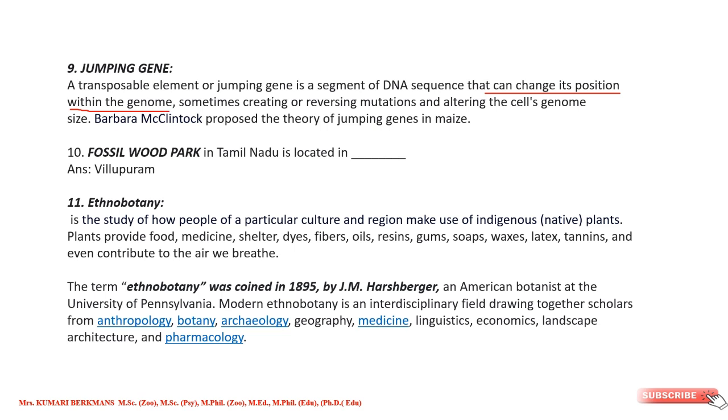Sometimes it may create or reverse a mutation and alter the cell's genome size. Who proposed this theory? It is Barbara McClintock who proposed the theory of jumping genes, in the plant maize. So, who proposed this theory? Barbara McClintock proposed this theory.